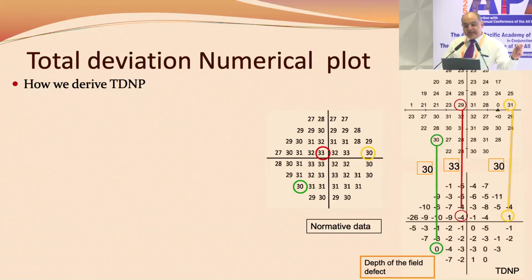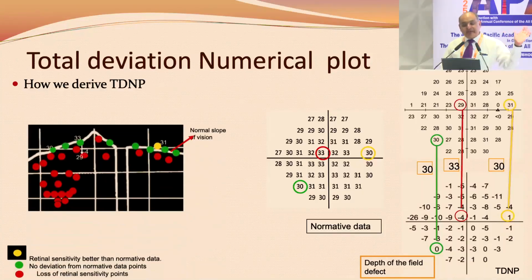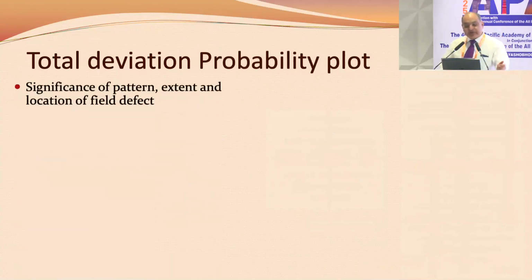If it is 33 in the normative database as compared to 29 in the patient's database, it will show you -4. And if it is 30 in the patient's database vis-a-vis 31 in the normative database, that means the patient is more sensitive, it is +1 there. So this is how this is depicted in the hill of vision, where the red points are below the normals, green are on the line, and yellow are above, or the better sensitive points.